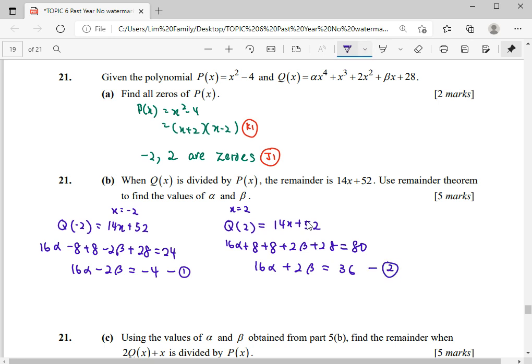So we start doing our simultaneous equations. You notice that we can eliminate alpha because the 16 alpha terms are the same, or we can eliminate beta also. Either one. If I want to eliminate alpha, I take equation 2 minus 1, so that 2 beta minus negative becomes positive. Then 40, so beta is 10. Then we substitute into either one. Substitute into 2.